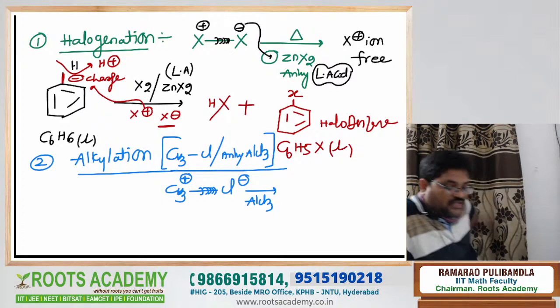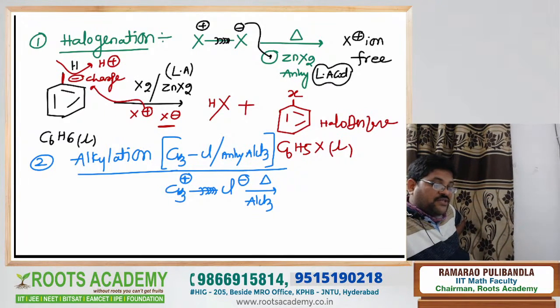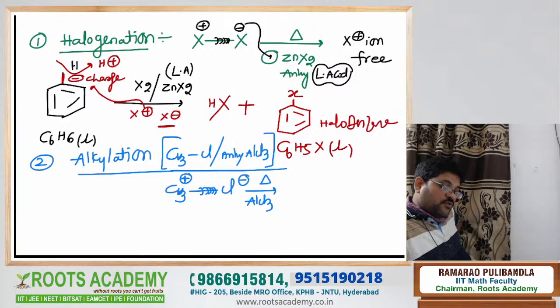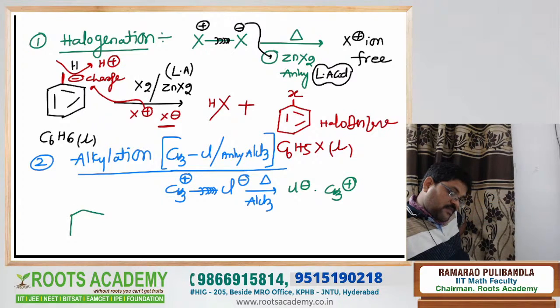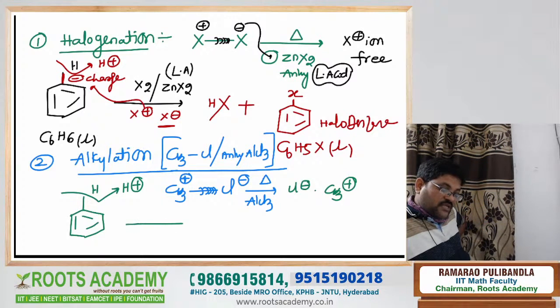In organic chemistry, no heating, there is no reaction. That's why they just write Cl minus, CH3 plus. Simple logic. Now, in the benzene, I am writing the benzene like this. Then the hydrogen is removed as H plus. The H plus is removed by the Cl minus in the form of HCl.